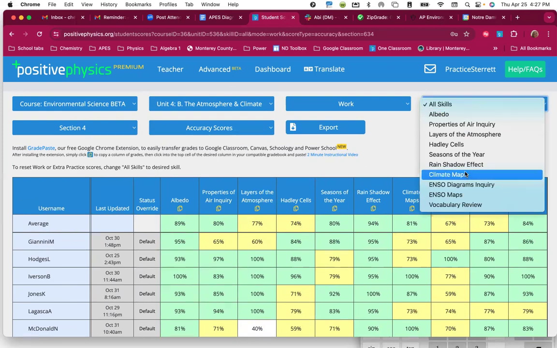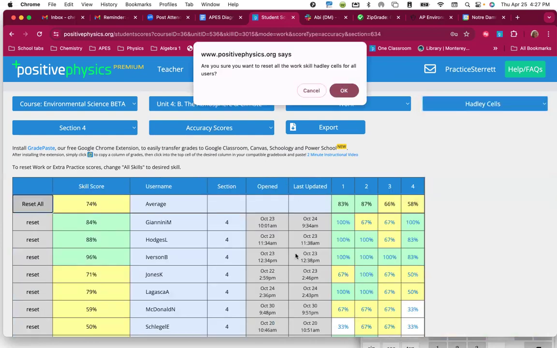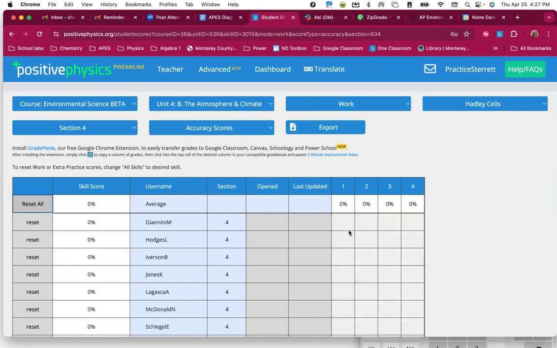And I will go to that skill that they've already done, and I can reset it for all of them. This is also kind of new, that we can see when they opened the skill and how long they worked on it, which is very helpful. So I'm going to reset it. So now it's all back to 0 for everyone.